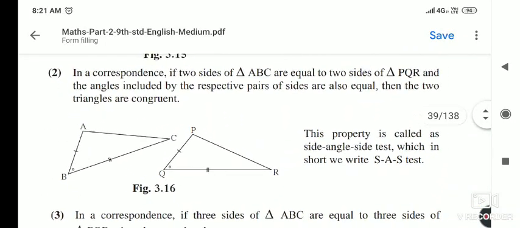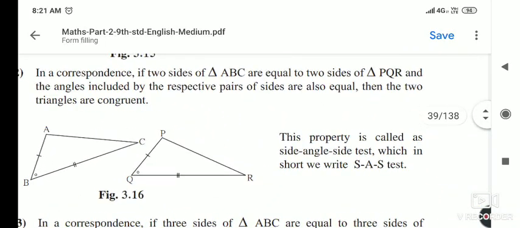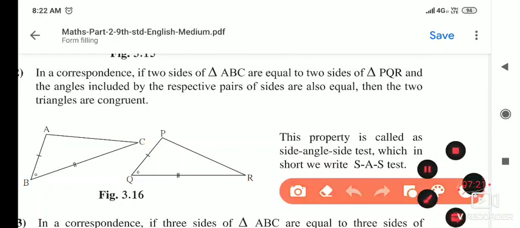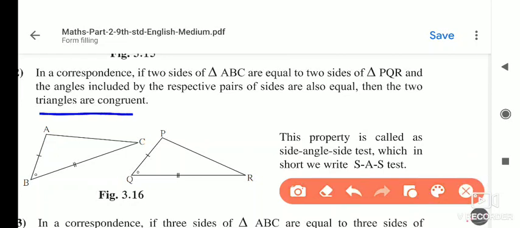Now second, in a correspondence, if two sides of triangle ABC are equal to the two sides of PQR, and angle included by the respective pair of sides are also equal, then the two triangles are congruent. Here it is ABC and here it is PQR. So here the congruence sign is given, one line here and one line here.